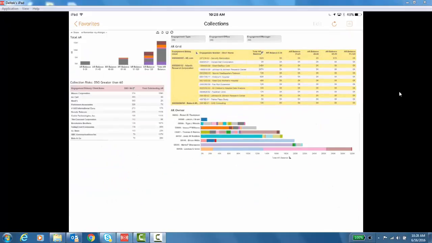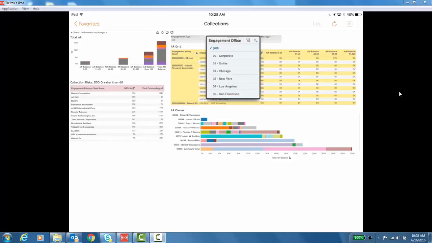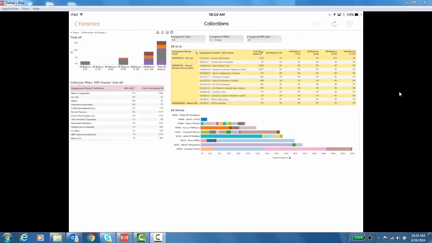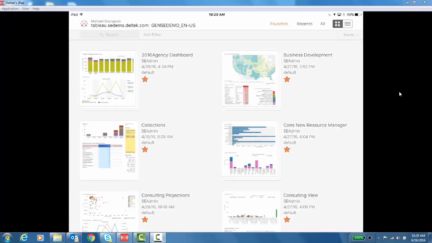Now again, these dashboards can really be whatever you want, and they can be filtered on the fly. Right now I'm looking at everything in the entire business, but if I wanted to isolate and say, show me what it looks like in Chicago, I now have a different perspective into exactly what happens in the Chicago office as it relates to this data. It's going to refresh instantly as you start making selections across the different filters and sorts.